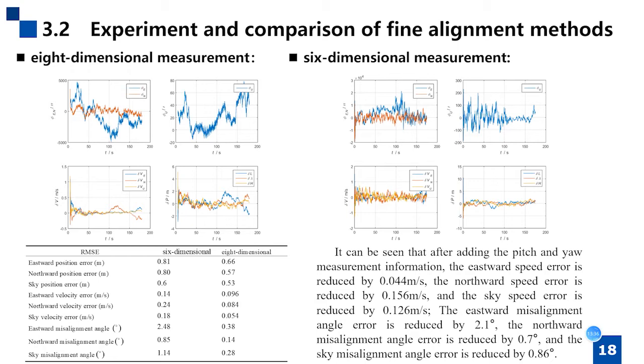Simulation experiment shows that the speed error and the misalignment error of the new in-flight fine alignment method are significantly reduced, and the convergence speed is also significantly faster.